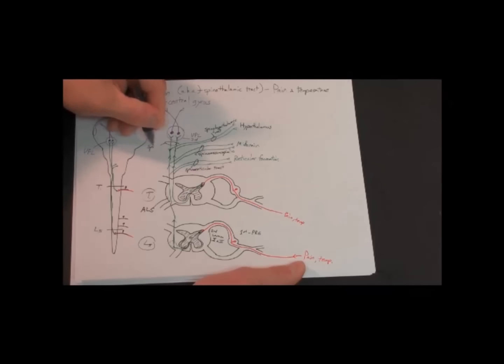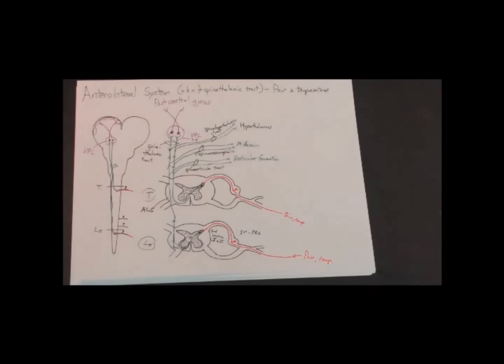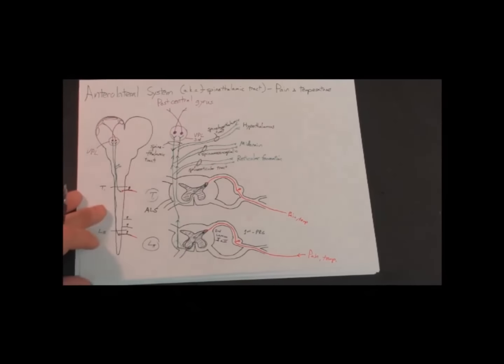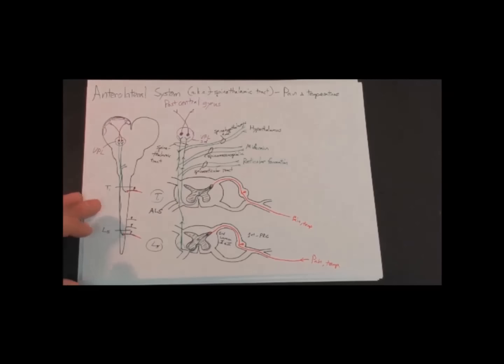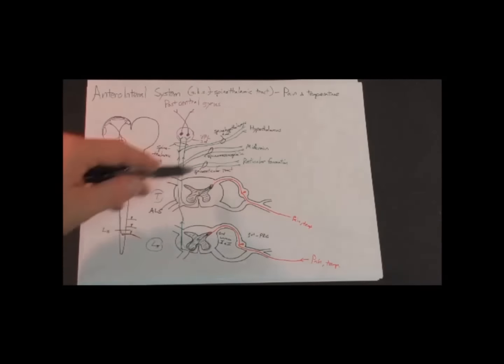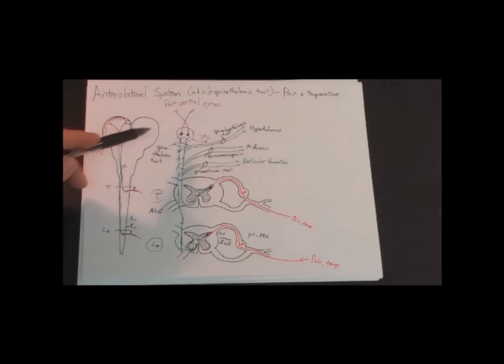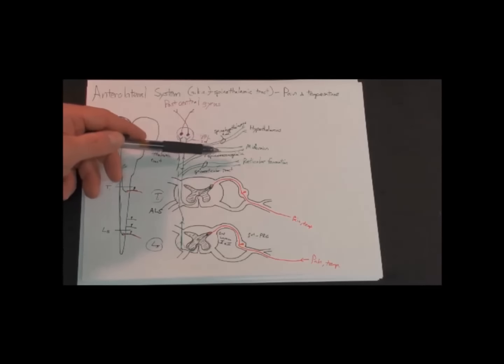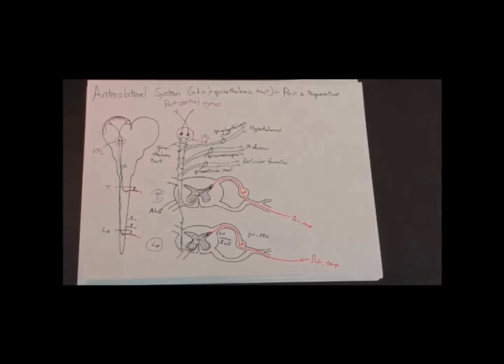spinothalamic, which is the one that you are going to care the most about in a medical neuroscience course, because that's where the conscious perception of pain takes place. So if you lose that tract, you lose the ability to consciously understand pain from that contralateral side of the body. But anterolateral system is spinothalamic, spinoreticular, spinomesencephalic, spinohypothalamic, and these guys are responsible for some of the other aspects of pain.